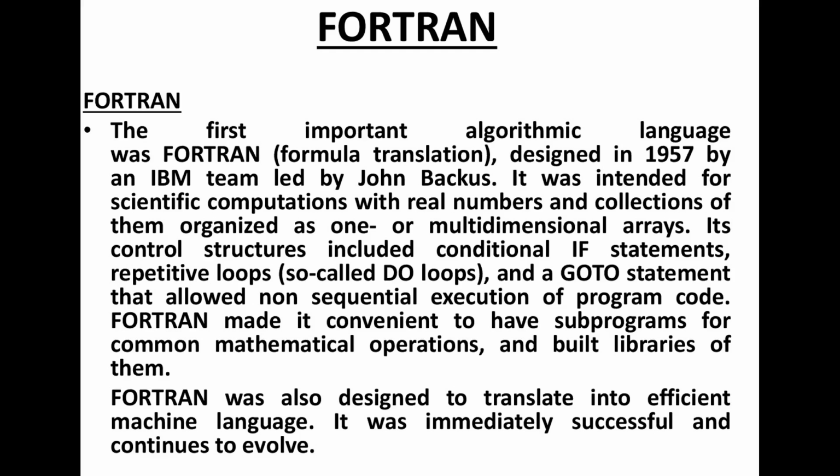Fortran. The first important algorithmic language was Fortran, formula translation, designed in 1957 by an IBM team led by John Backus. It was intended for scientific computations with real numbers and collections of them organized as one- or multidimensional arrays. Its control structures included conditional if statements, repetitive loops, so-called do loops, and a goto statement that allowed non-sequential execution of program code.